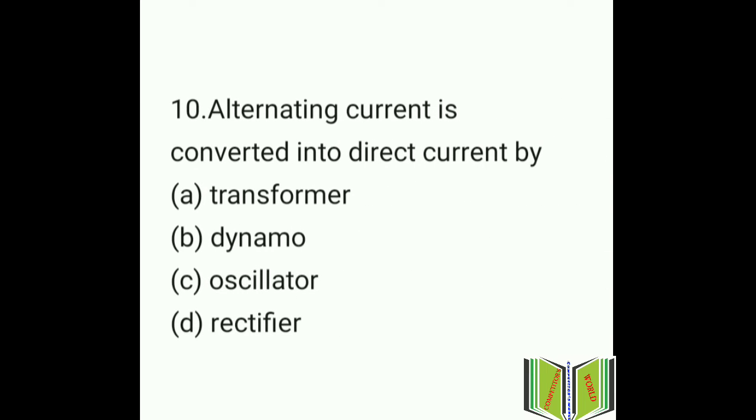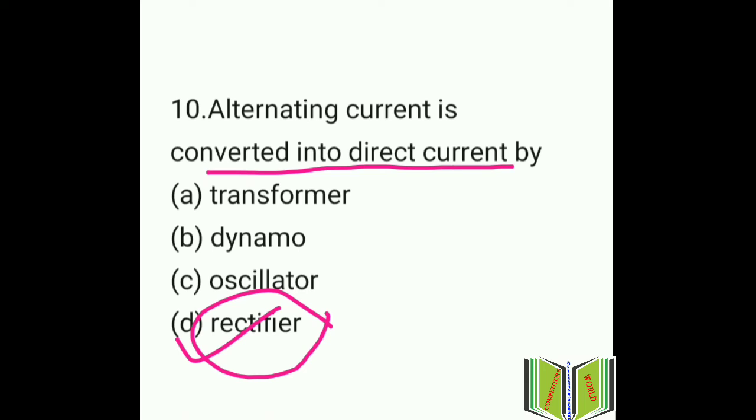So move on to the next question, question number 10. The question is: alternating current is converted into direct current by, option A transformer, option B dynamo, option C oscillator, and option D rectifier. So what will be the answer? Here the answer will be option D, rectifier. Okay, so a rectifier converts AC to DC.